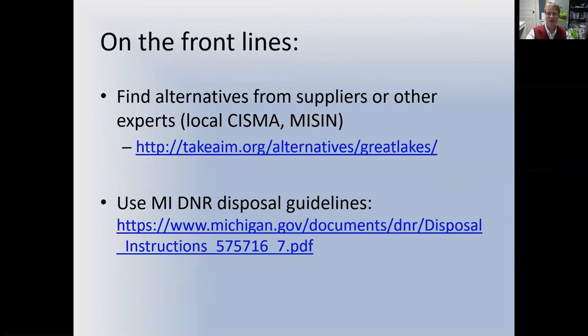So again, you as educators, all of us as educators, we're on the front line. So we're going to make sure that we find alternatives to any plants and animals that we're currently using. We're going to go to legitimate suppliers and again, possibly use that takeaim.org website to find other alternatives. We can also go to the Michigan DNR, which has disposal guidelines. These are available through that link there, which again, you'll have at the end of this PowerPoint. We'll share it with you.